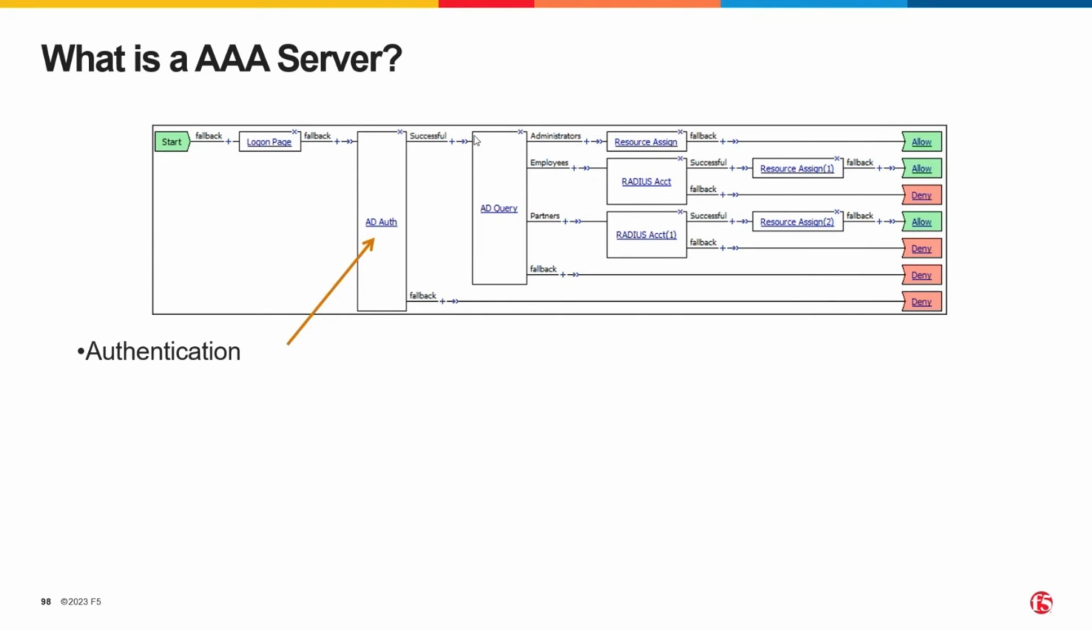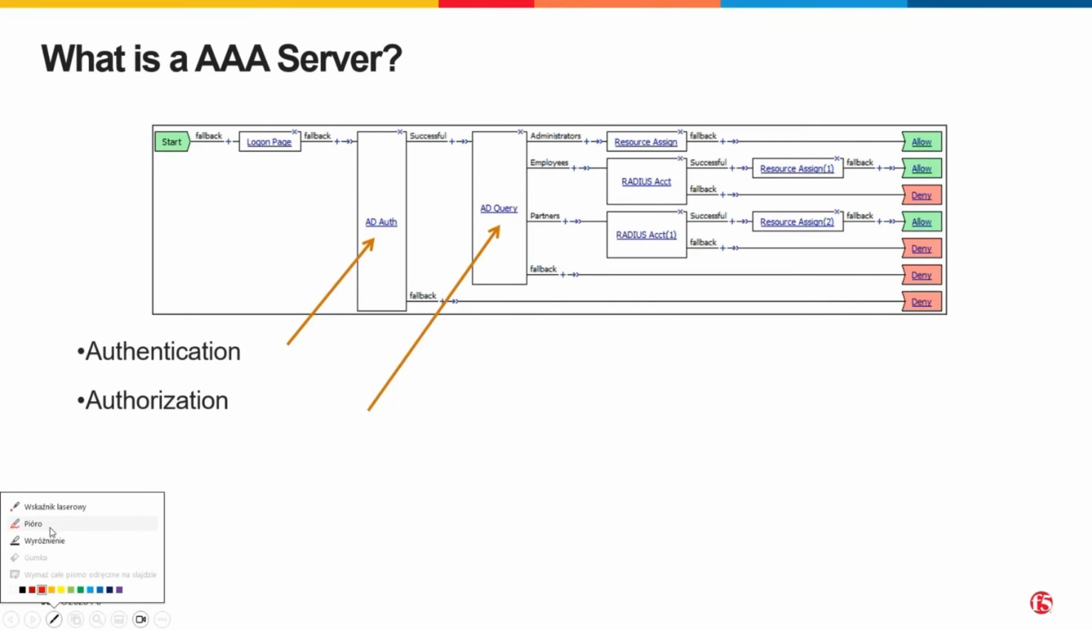So in this case, we could use the second option, which is called AD query, Active Directory query, to send a query to the Active Directory for some attributes about that user. Some specific attributes or maybe all attributes. It really depends on the configuration that we need.